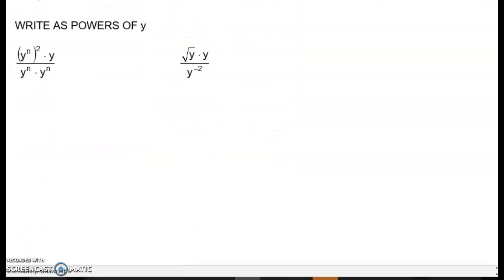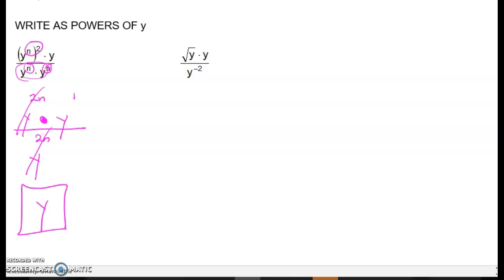A couple more. y to the n to the second. Power to a power. We're going to multiply those two together. Times, this is y to the first power, over y to the n times y to the n. So we would add these n's together. 1n plus 1n gives us 2n. y to the 2n over y to the 2n cancel out because you're multiplying. You can cancel. And we end up with y to the first.